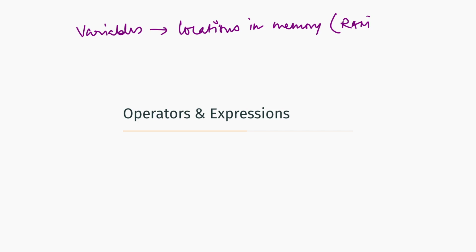Okay, so that concludes this module. We learned about variables, which are essentially locations in memory. When I say memory, I mean the computer's RAM, random access memory. So a variable is a location or a space in memory that stores data. That's it.